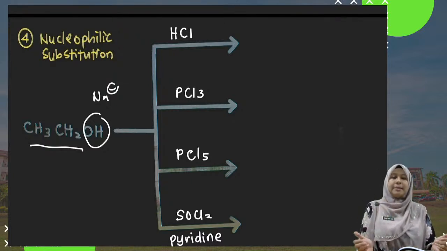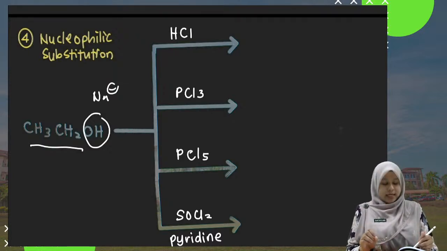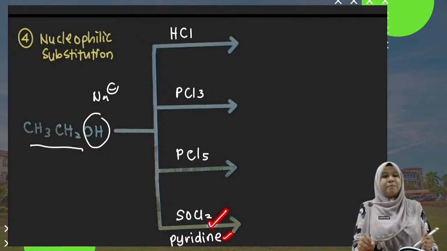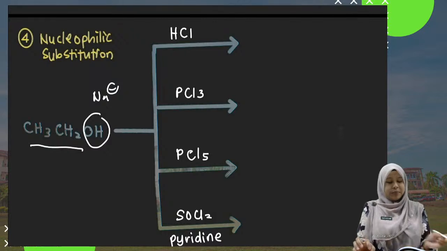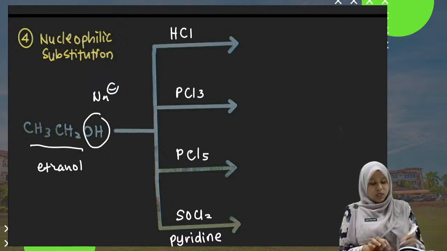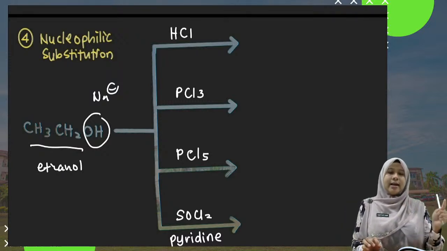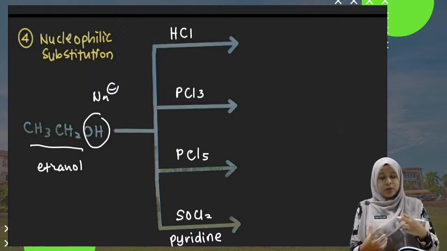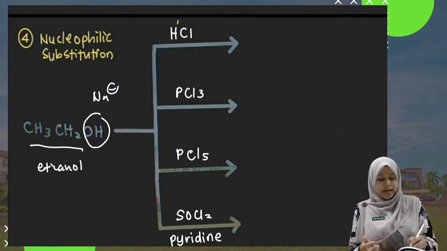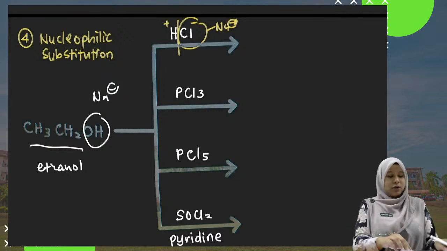Okay, so untuk nucleophilic substitution, kita ada 4 reaction dia. Yang pertama kita ada HCl, yang kedua kita ada PCl3, yang ketiga kita ada PCl5, yang keempat kita ada thionyl chloride in pyridine. Okay, so kita tengok reaction yang pertama, iaitu reaction ethanol with HCl. So dalam HCl, kamu kena identify H dengan Cl, which one is nucleophile. Sebab kita nak substitute balik nucleophile ni. Antara H dengan Cl, H is positive, Cl is negative. So bila dia negatif, ini adalah nucleophile kita. So dia akan masuk dekat ethanol.